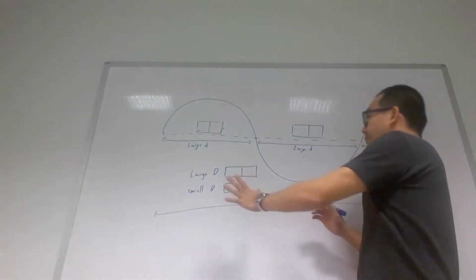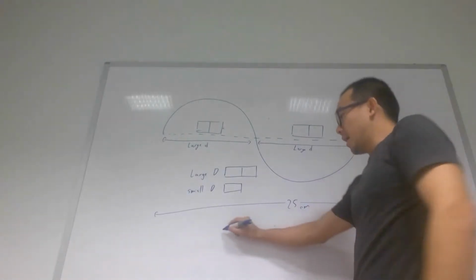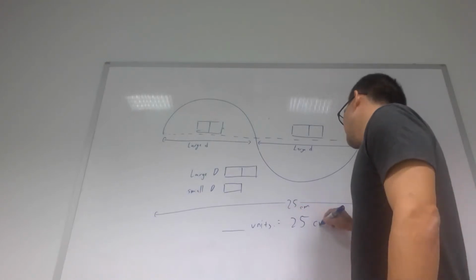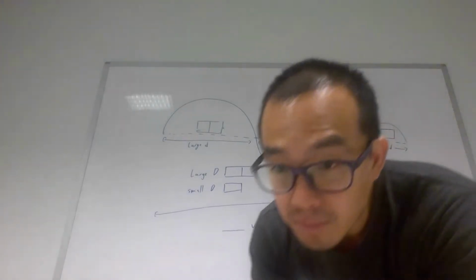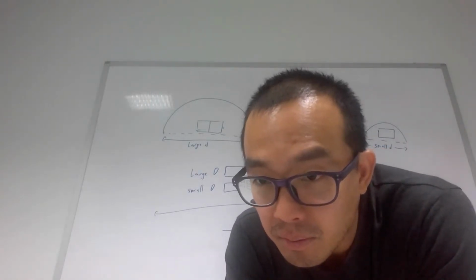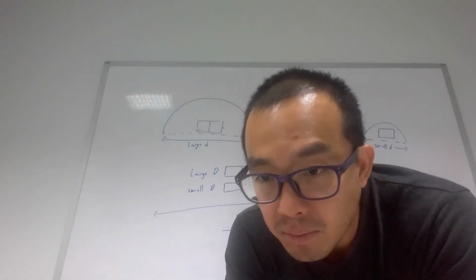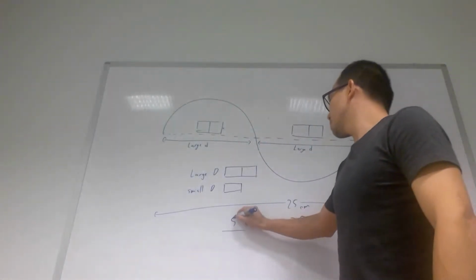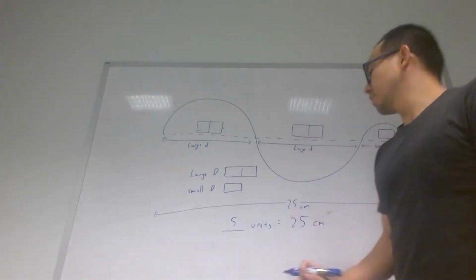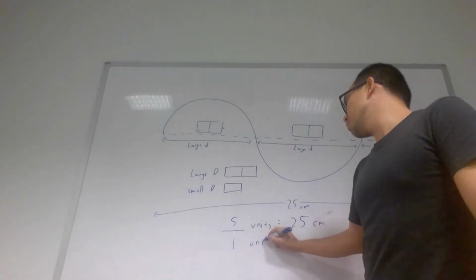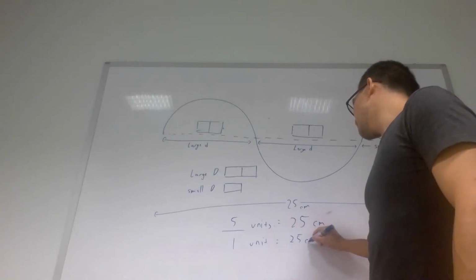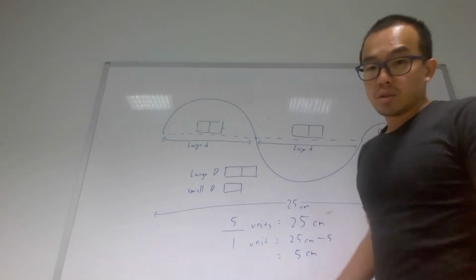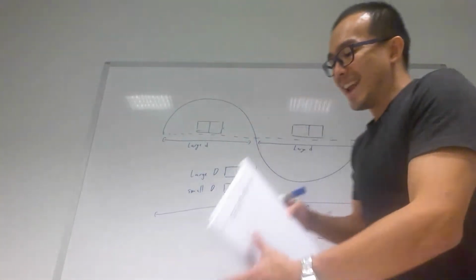Okay, what Mr. Tan is saying, how many units goes to 25 centimeters? Very good, very good. 5 units, okay? Because 1, 2, 3, 4, 5. So 5 units, 25 centimeters. Next thing I do is 1 unit equals to 25 centimeters divided by 5. 1 unit is 5 centimeters.